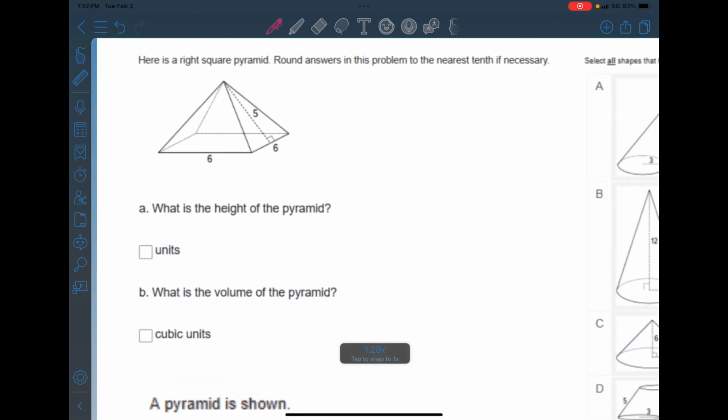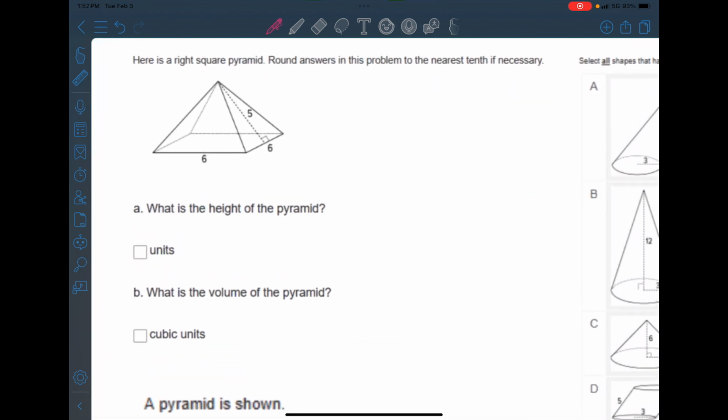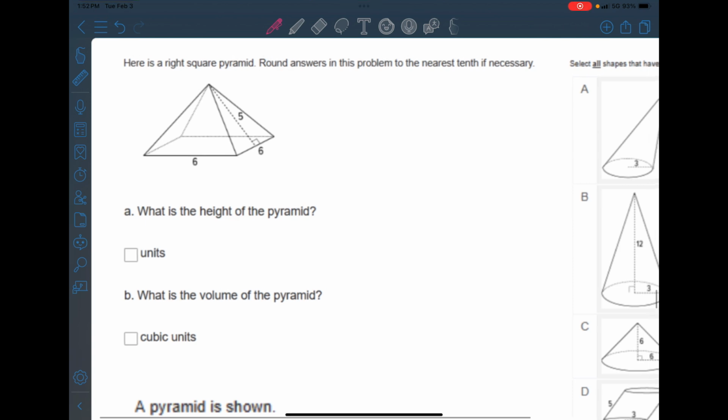Or on the next page, it says here's a right square pyramid. Round answers in the problem to the nearest tenth if necessary. It says, what is the height? This is your slant height, so we're not going to use that as our height. We have to do this one. This is our height. Okay?